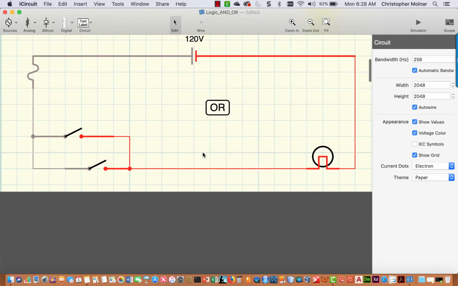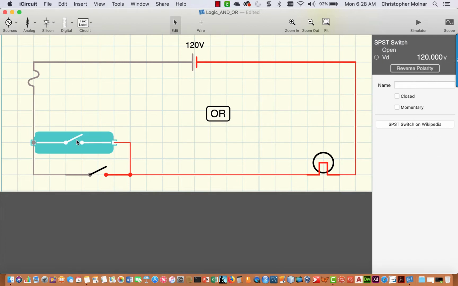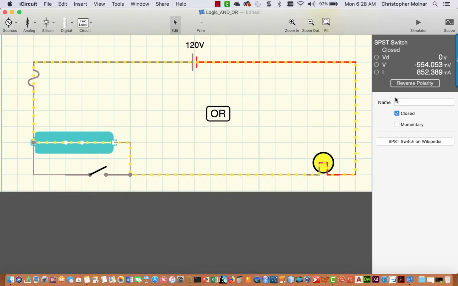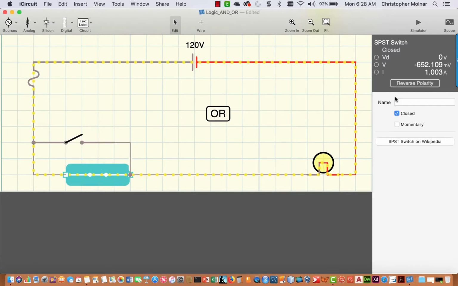Now we go down to our next circuit, an OR circuit. Once again, I have two switches and a light bulb, but you notice the difference is that the switches are in parallel. So if I close switch 1, I have a path for current to flow. Or if I close switch 2, I have a path for current to flow.